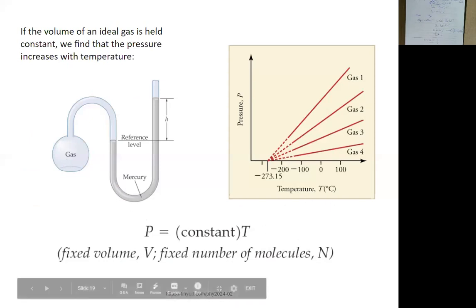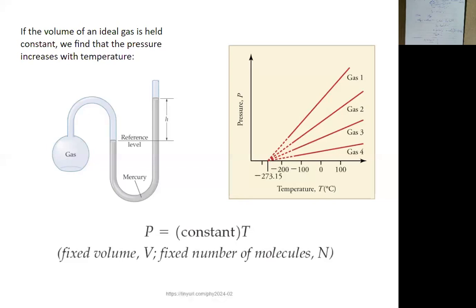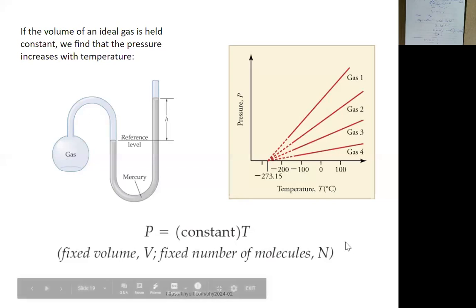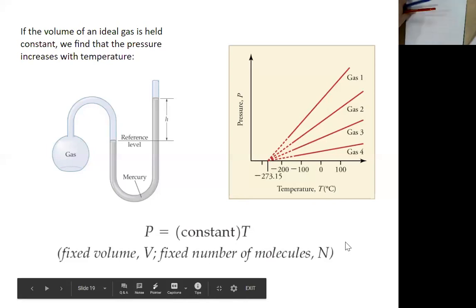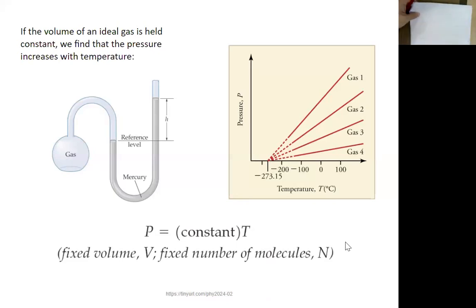I'm going to write this down here, maybe on this small window, just for reference. So the first from experiment is the relationship P is equal to a constant times temperature T.